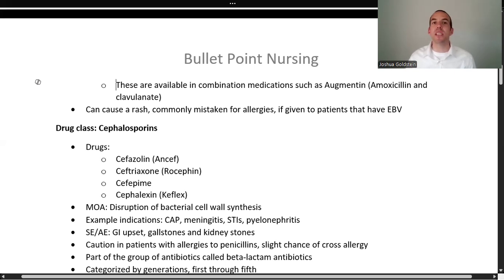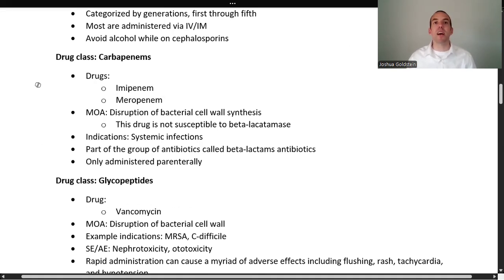So each generation is becoming more broad and more powerful with some exceptions, but we shifted from where the very first ones were mostly targeting gram-positive to now they're targeting either both gram-positive and gram-negative or gram-negative, but they're definitely extending their breadth of what they cover. When we say cover, we mean what they'll kill. Most of the cephalosporins are given IV-IM. There are some of them that are PO, and patients should avoid alcohol while taking cephalosporins.